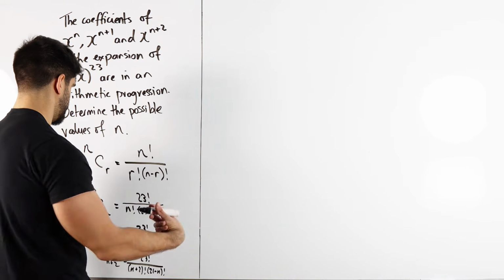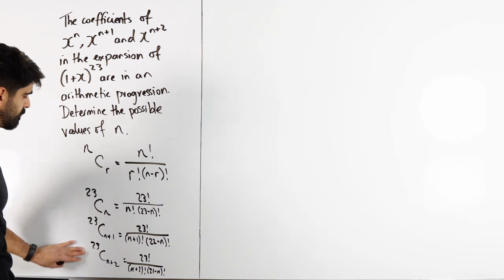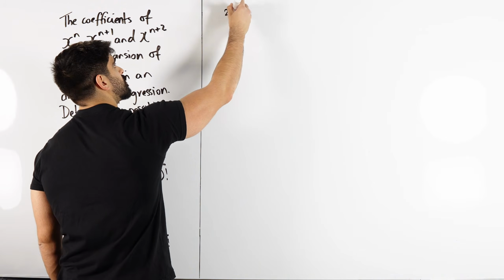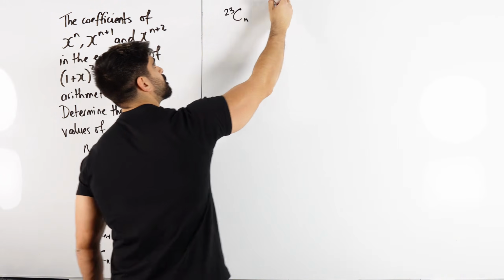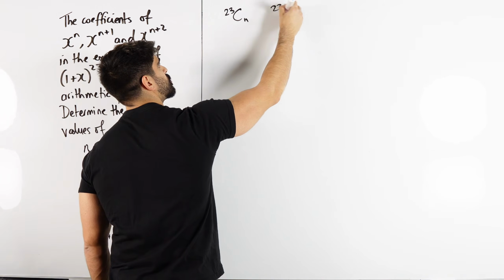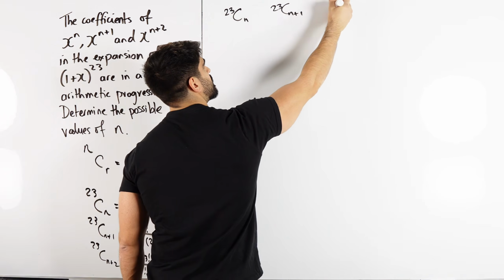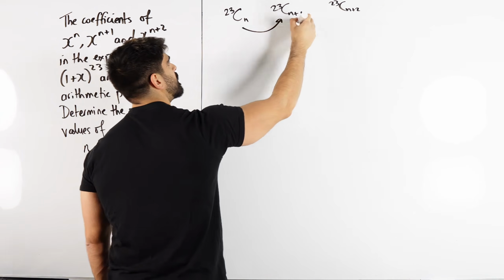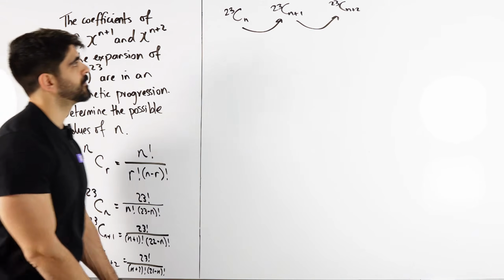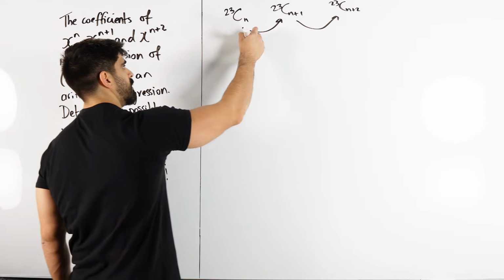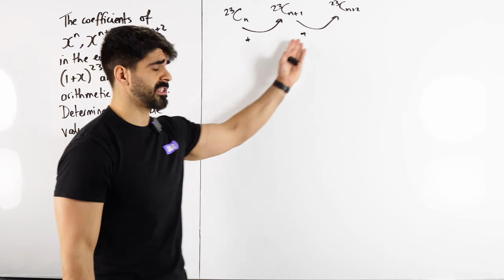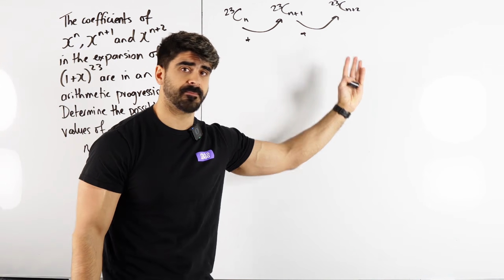These are my coefficients, okay? So I'm going to write it like this first, so you see what I'm trying to do here. So we have 23 choose n, 23 choose n plus 1, and 23 choose n plus 2. They're going up by the same amount, okay? We have to work out by how much are they going up by. Because it's arithmetic, these two need to be the same.